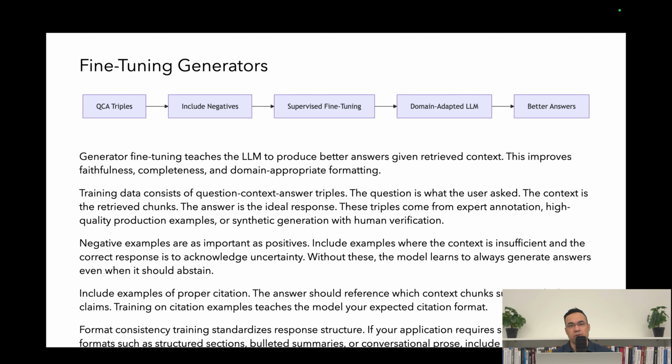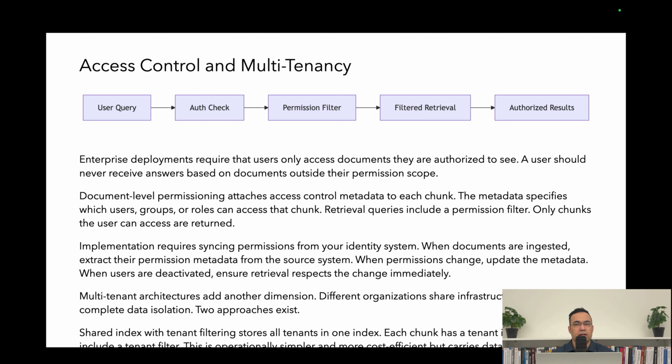Now let's move to production hardening. Let's talk about access control, which most tutorials ignore, but production systems do require. Enterprise deployments require that users only access documents that they are authorized to see. Document-level permissioning attaches the access control metadata to each chunk. Retrieval queries include a permission filter. Only chunks the user can access are returned.